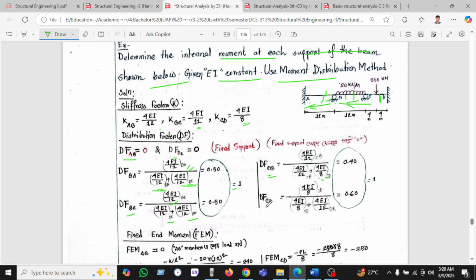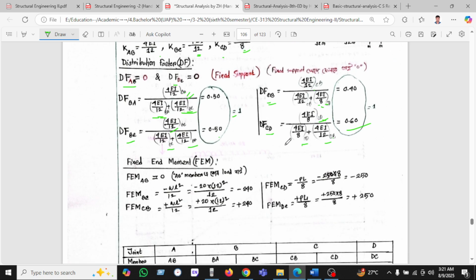And what will be CD? CD will be CD divided by CD plus CB. So this is CD, 4EI by L, and CB divided by the sum. We have found 0.60. So if we add them, it will be 1, because this joint has 1 in the right direction and left direction. The sum will be 1.